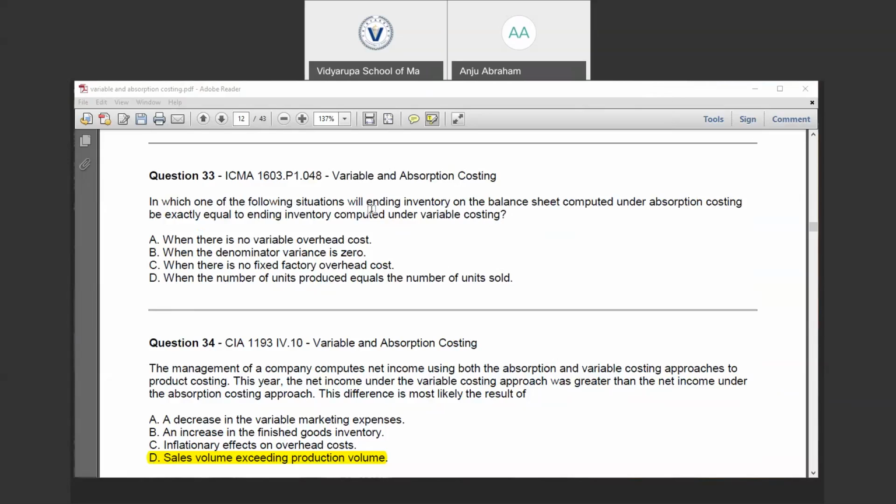So just read. The ending inventory on the balance sheet computed under absorption costing is exactly equal to the ending inventory computed under variable costing. When production equals sales, the operating income would be the same. It is not necessary that the ending inventory value be the same. When will this ending inventory value be the same? Option D is the wrong answer. When the number of units produced equals the number of units sold, no, ending inventory value would not be equal. So what would be the right answer?